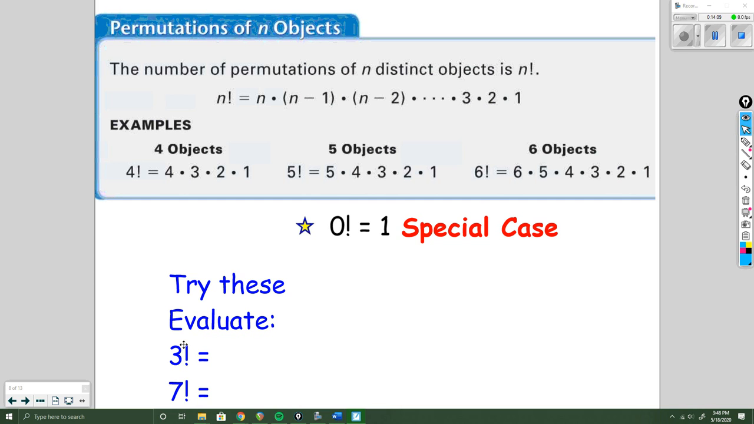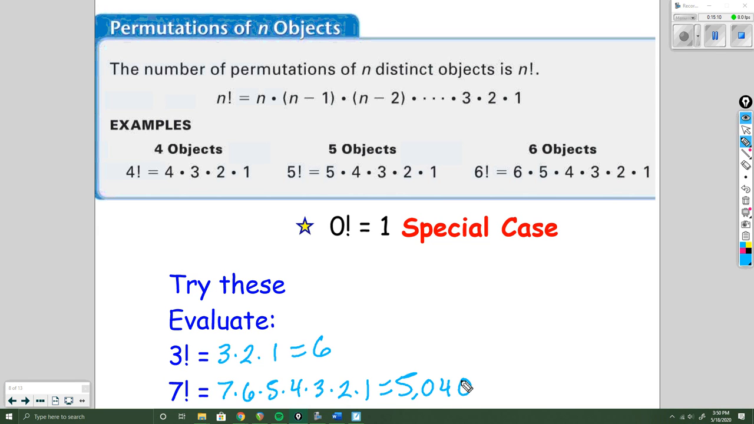In order to type this into your calculator, instead of writing it out as 3 times 2 times 1, or 7 times 6 times 5, and so on, all the way until we get down to 1, there is actually a factorial button in our calculator. And I'm going to show you that in just a couple seconds. So for 3 factorial, we get 6, like we demonstrated before. And for 7 factorial, we get 5,040, which is something that we got in a previous example.